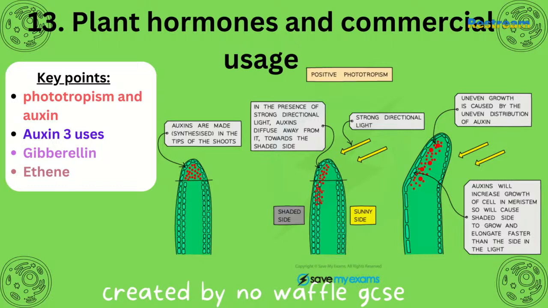Now, gibberellin. Gibberellin is another type of plant growth hormone. It stimulates 3 key functions. So, firstly, it controls seed dormancy. So, lots of seeds won't germinate unless they've been through certain conditions. So, if you add gibberellin, it means that the seeds can reduce their dormancy and quickly grow.